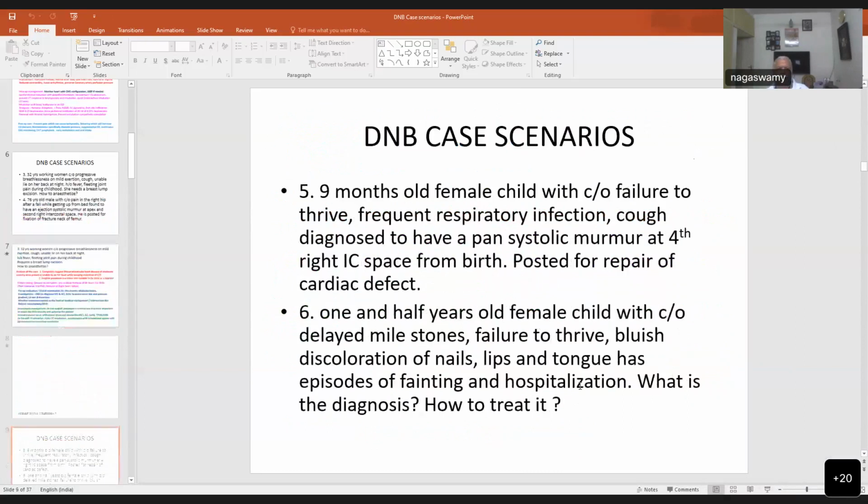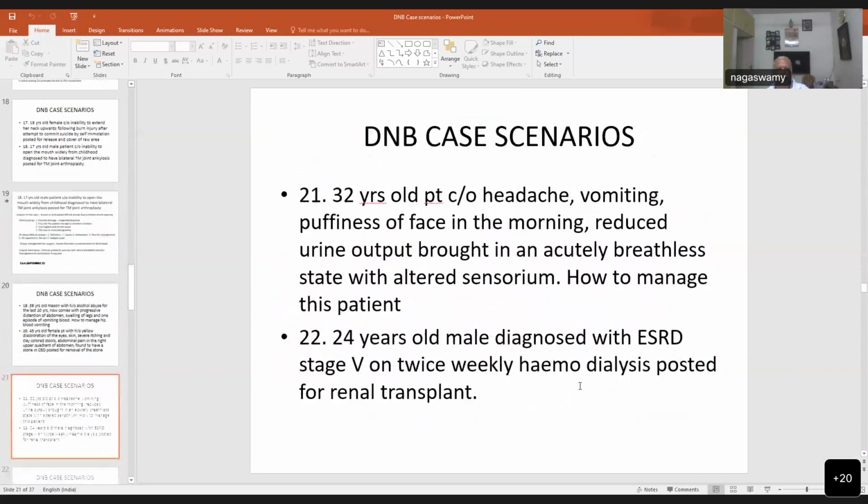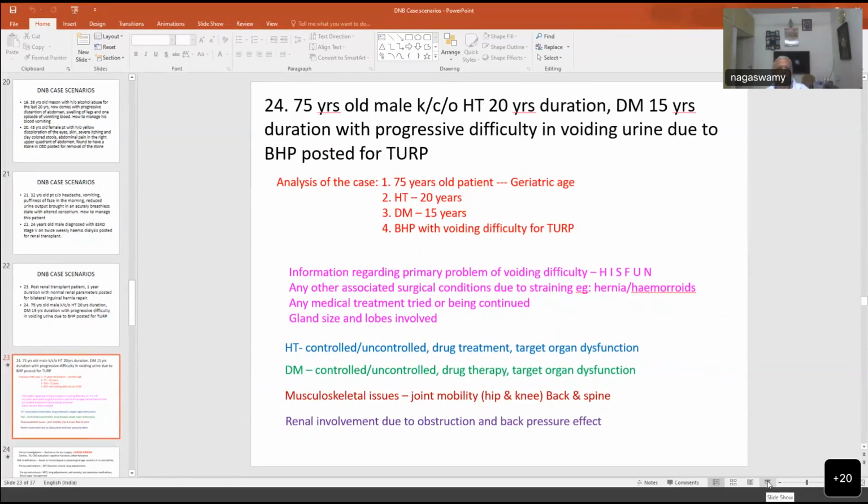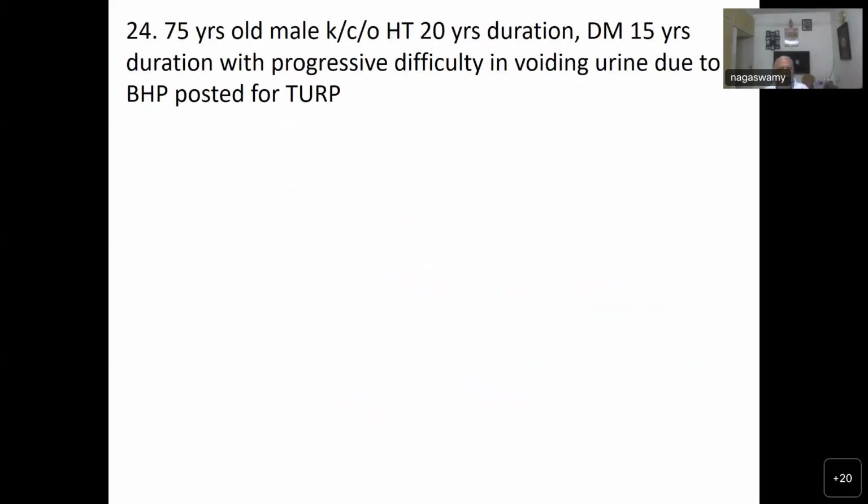Question number 4. So are you able to see the slide? Yes, sir. We're able to see. So this is the question that has been given.